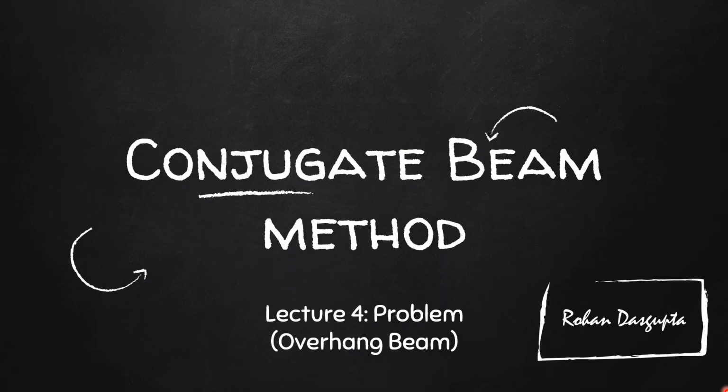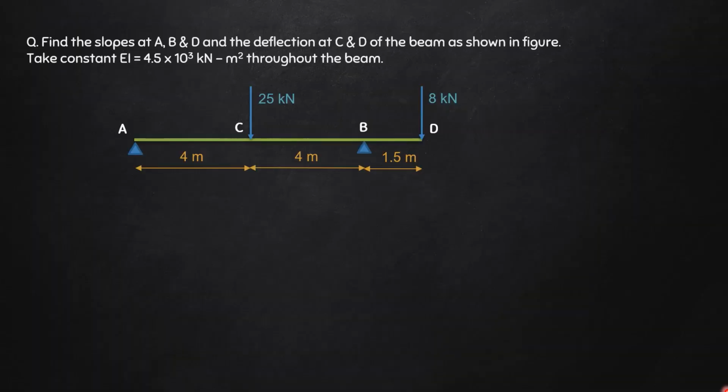Alright, having said that, let's see today's problem, that is, find the slopes at A, B and D and the deflection at C and D of the beam as shown in the figure. Take constant EI equals 4.5 into 10 raised to the power 3 kilonewton meter square throughout the beam.